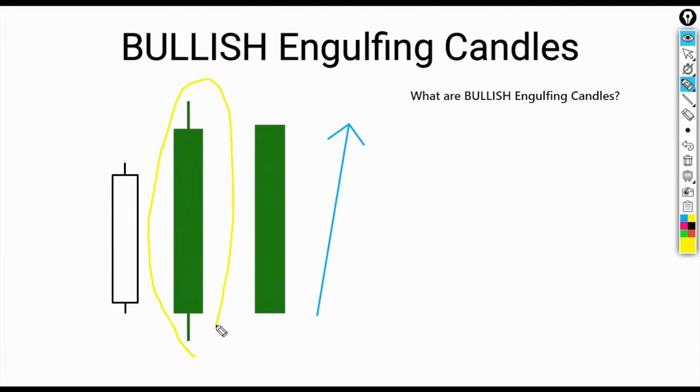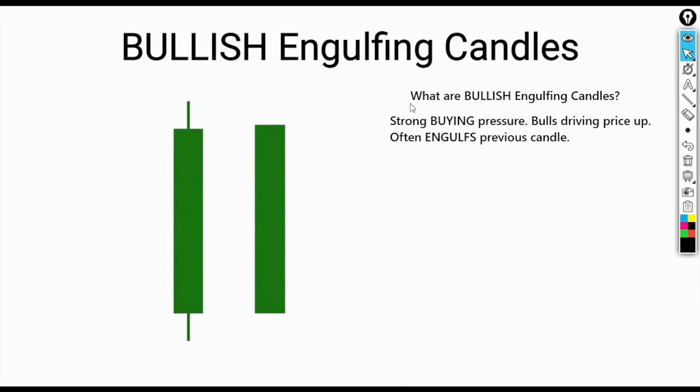Once this candle formed and closed, you'll notice we got a push above the previous candle's high and a closure above it, ultimately engulfing the previous candle. So now we know what bullish engulfing candles are. When these candles form, we know that there's strong buying pressure. We know that bulls are driving the price up. There are little to no sellers present. And you'll often find that a bullish engulfing candle tends to engulf the previous candle, as portrayed in the example I just showed you guys.